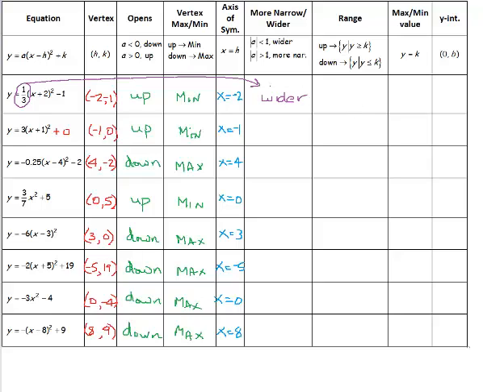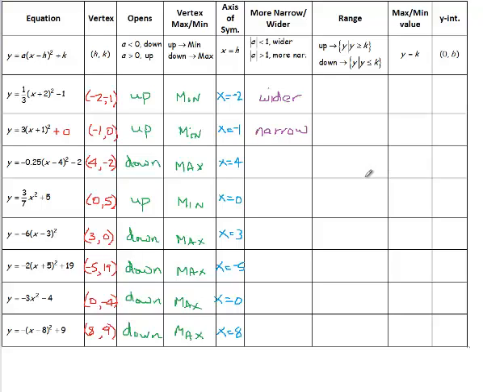Okay? Wider. Alright, let me just get rid of that so it's not messing up the whole chart. Wider. Okay, the next one is positive 3. That's greater than 1, so this is more narrow. The next one is more, I'll just write narrow for sake of room.